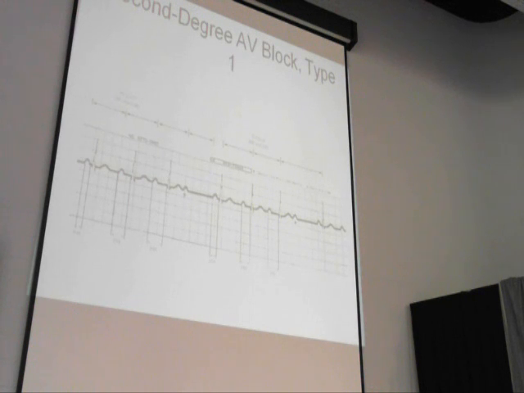Second degree type 1 has two other names. Remember? Mobitz 1, M-O-B-I-T-Z, Mobitz 1, and then my favorite, Wenckebach. Some cardiologist probably sat around and named it; that was his last name. Wenckebach. Again, second degree AV block, type 1.